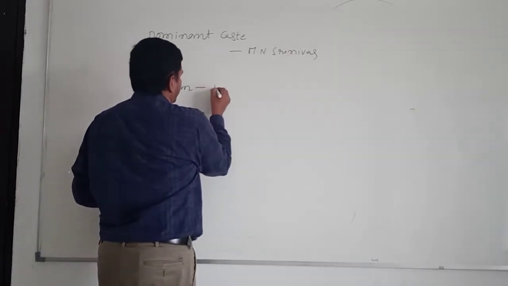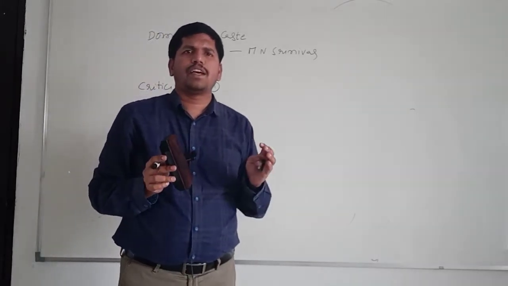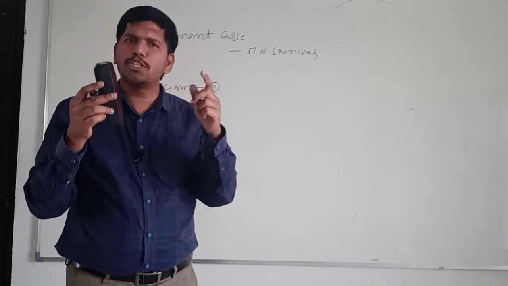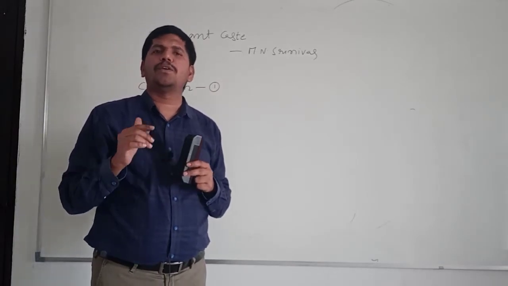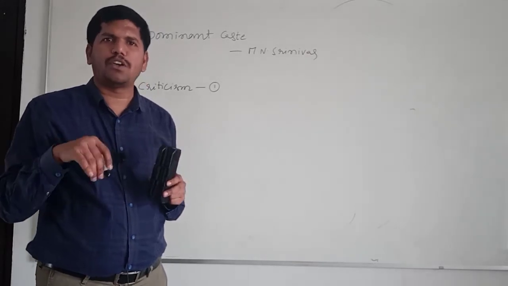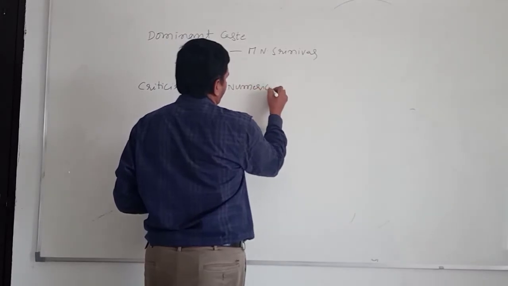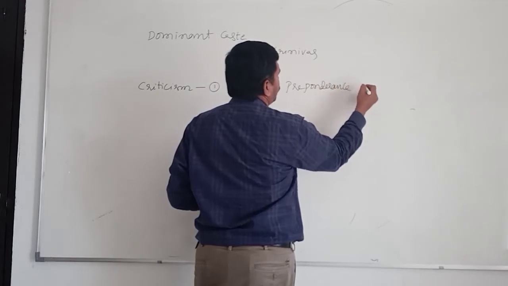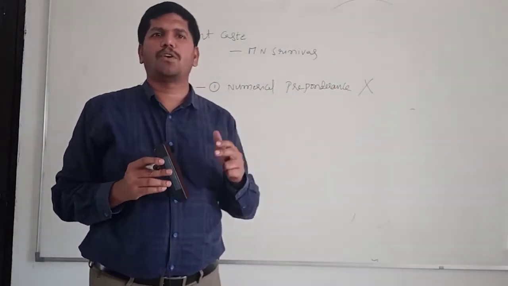The first criticism is, according to M.N. Srinivas, for a caste to become dominant, first of all there must be numerical preponderance. Preponderance means more. Numerically they must be more. But numerical preponderance may not always be a criterion for a caste to become dominant.